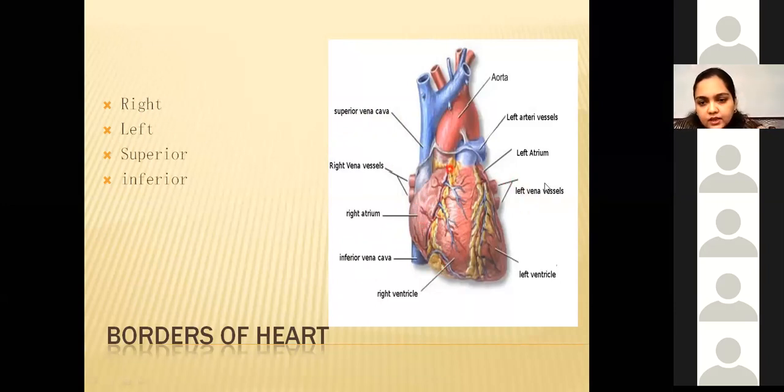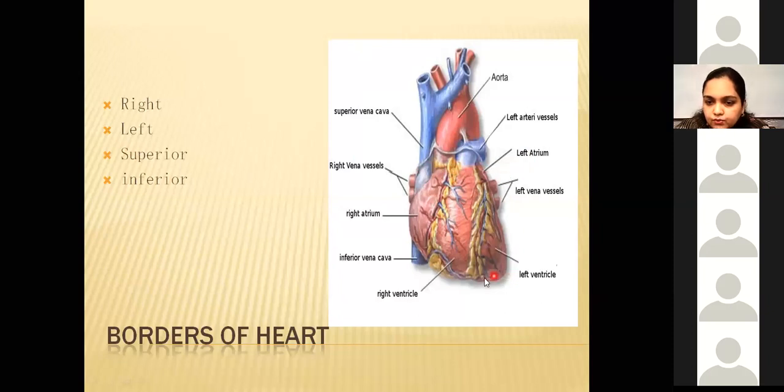Now come to the left border. This is called the left border. It is mainly formed by the left ventricle and a small part of the left auricle. I will tell you what is the auricle. Now the superior border, and it is formed by the right atrium. Here we have the right atrium and the left atrium. Right and left atrium will form the superior border, where the great vessels enter or exit the heart. This is the superior border of the heart.